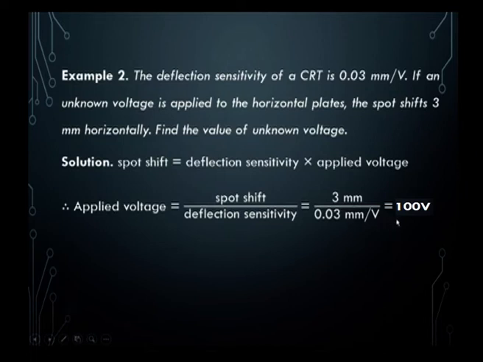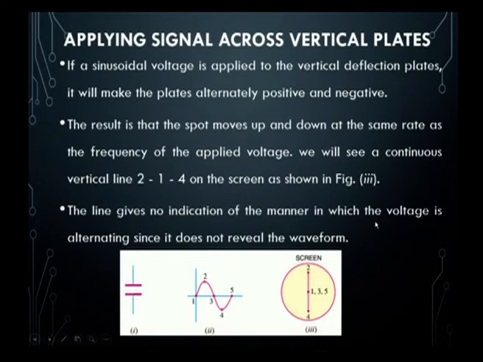So, that way we will get 100 volt as the applied voltage. Next, we move on to applying a signal across the vertical plates. What we need to study from the CRO is how the signal will appear on the screen.